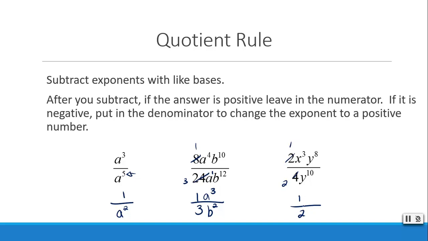You have nothing to subtract with your x's, so that's just going to stay where it is. 10 minus 8 is going to give you 2. The higher exponent is in my denominator, so y squared is going to go in my denominator.